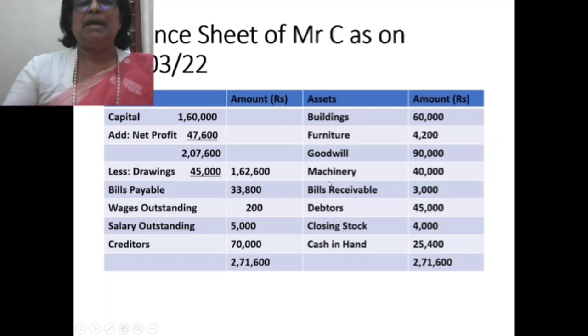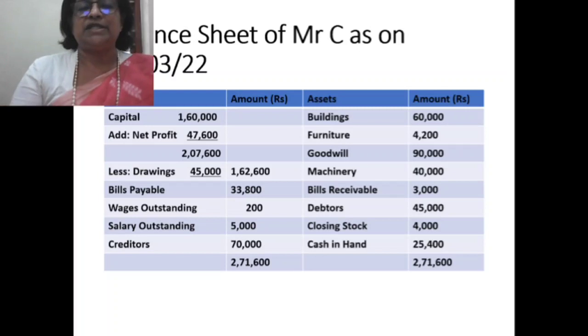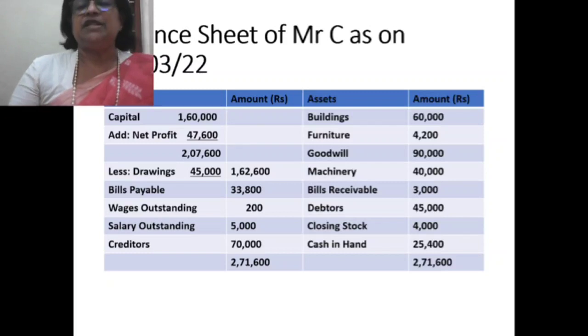Now let us do the balance sheet. Balance sheet of Mr. C as on 31/3/22. Capital 1,60,000 to start the liability side, and net profit 47,600. This value we got in the profit and loss account. Remember, if it's a loss, we have to subtract from the capital. So here it's profit, so we are adding: 2,07,600. Less drawings 45,000. So in the outer column we will write 1,62,600. Bills payable 33,800. Wages outstanding 200. Salary outstanding 5,000. Creditors 70,000.